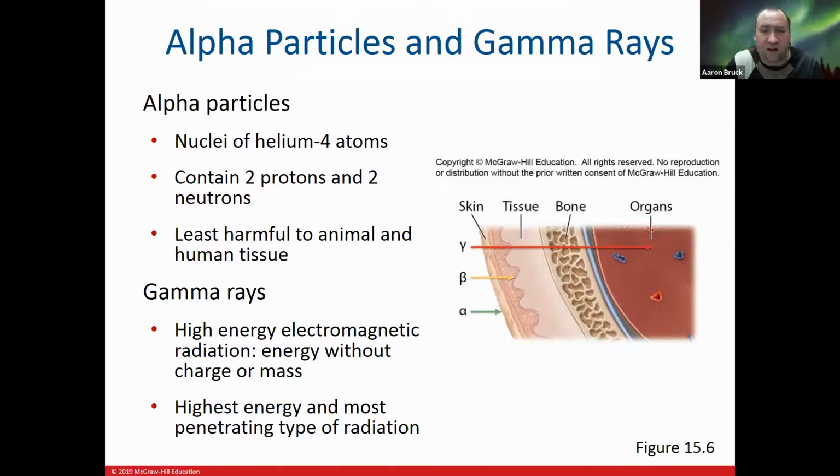Gamma rays, on the other hand, are extremely high energy electromagnetic radiation. They have no particle component to them whatsoever. And because it is pure energy with no particle to leave it behind, they are the highest energy. They have the most penetrating ability. That gamma ray is able to go straight through your skin, straight through your tissues, your bone, and into your organs. If you encounter gamma radiation, it is going to be very, very powerful and have an impact on your body.